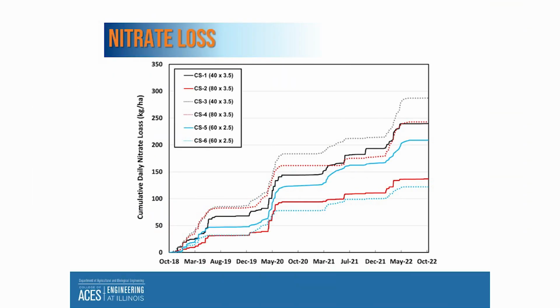And then we also did the cumulative loss. We wanted to see what happened not only year to year, but if you pile up the nitrate loss that happened on a daily basis over the 4 years, how the response was, okay? So again, CS3, which has 40 feet spacing and 3.5 feet depth, still had the highest loss, followed by another cousin of this one, CS1, which had the same combination.